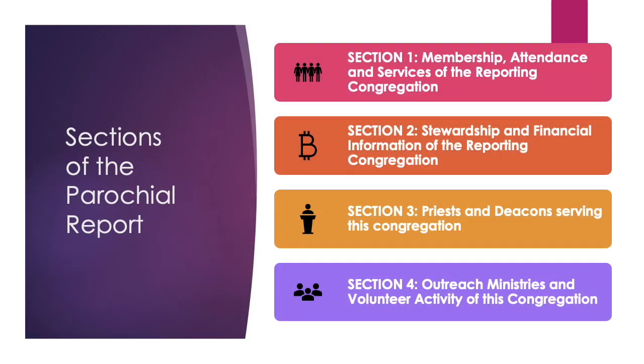There are 4 sections in the current iteration of the parochial report. There's a people section, membership, attendance, and services, a money section, stewardship and financial information. The third section is a report on which priests and deacons serve your congregation regularly, if any. And the last section is a newer section that talks about outreach and volunteer activity, a way of measuring how our congregation impacts the community around us. That's, as I said, a newer section, and it's helping in understanding our impact as a church on our communities.